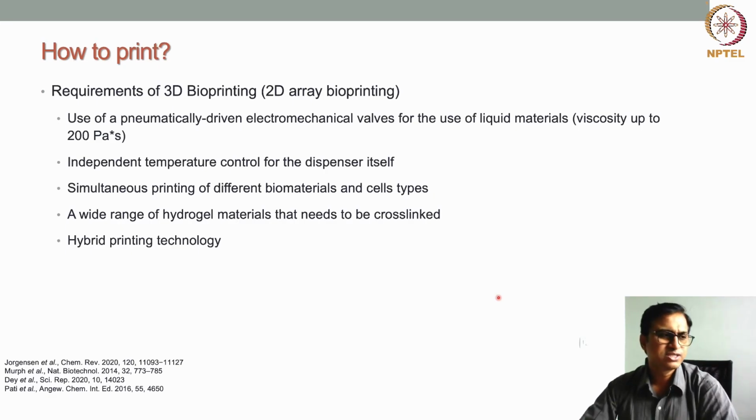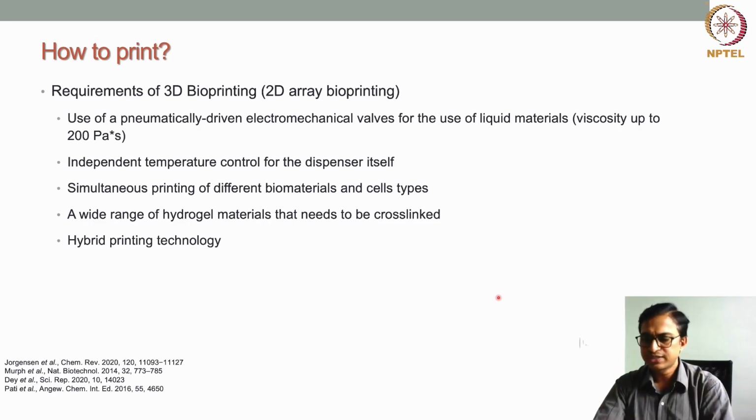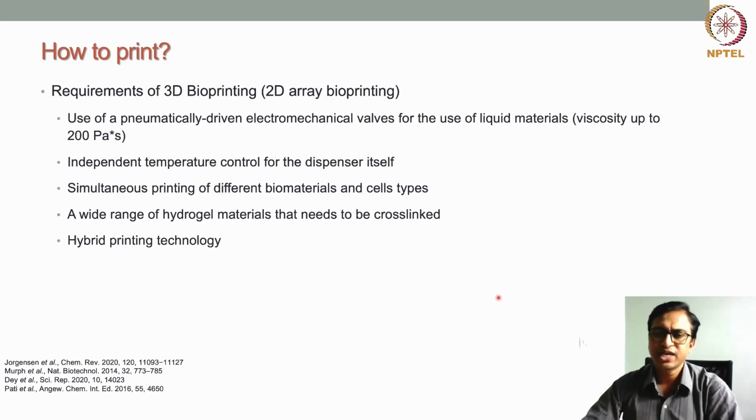Also, we need to devise strategies by which we can do the simultaneous printing of different biomaterial cell types. In typical different tissues or organs, different cell types are present, and their cell organization is also very different from one to another. So all these things can be done by simultaneous printing of different cell types, and a wide range of hydrogel material that is required for bioprinting, and also the typical gelation mechanism or cross-linking mechanism is required. So all these things are very much required to print bioprintable tissues.